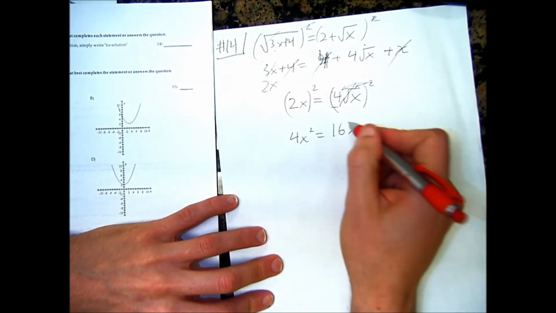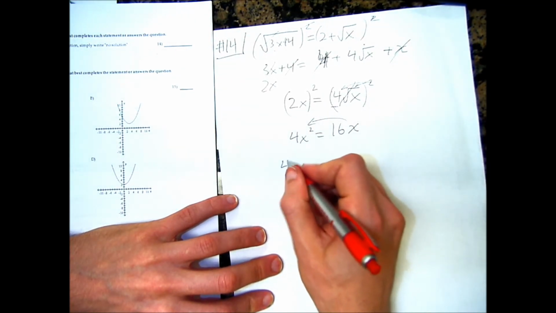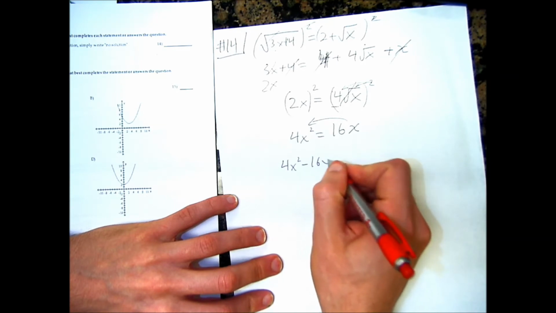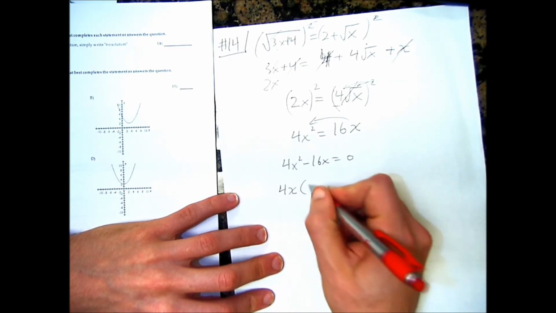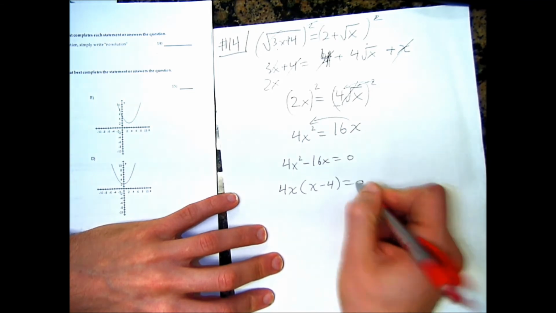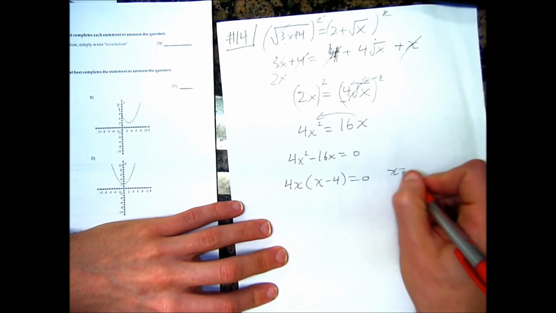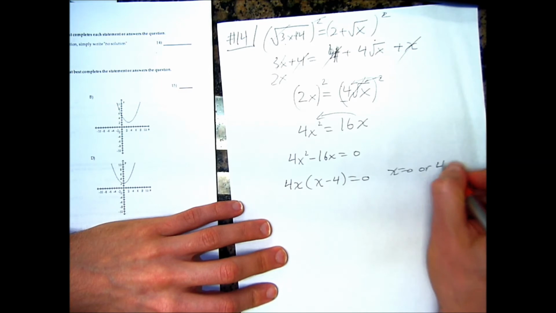Alright, and then I move this over and I'll get 4x squared minus 16x equals 0. I factor out a 4x and I get x minus 4 equals 0. So I have two solutions, x equals 0 or 4.